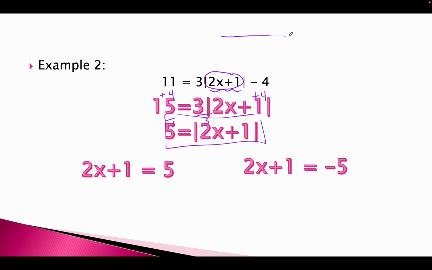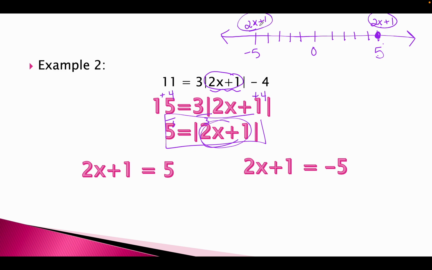If we think about that number line again, we want the quantity of 2x plus 1 to be 5 spaces from 0. So this whole quantity has to equal either 5 or negative 5. So our goal is to figure out what value of x will make that entire quantity equal to 5, and what value of x would make that quantity equal to negative 5. We can set those up as I did below and solve them for x.